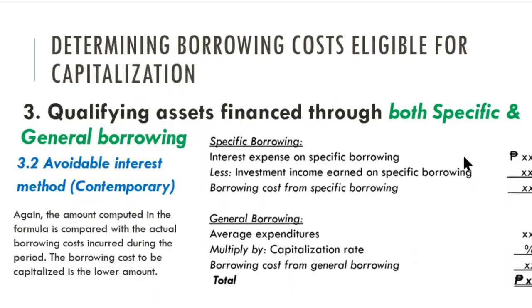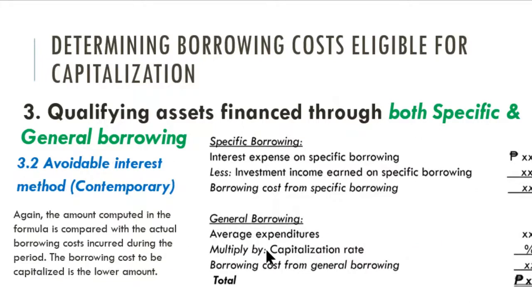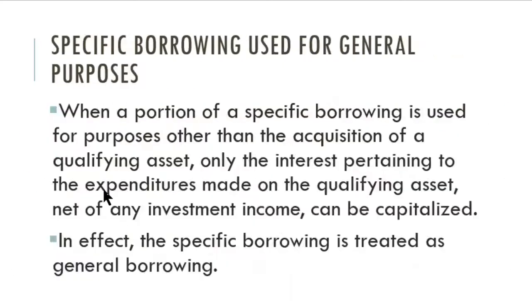So that would be interest expense minus investment income. So the same siya ani. And then ani sa general borrowing, you have the average expenditures times the capitalization rate. You will get the borrowing cost from the general borrowing, and you will get the total. So add both. So ang iyahang kalahian ani would be nawa diri tong less specific borrowing for this formula. Okay? If we're using the contemporary approach.